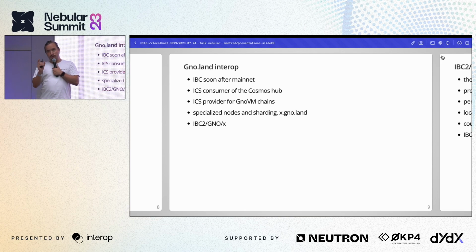We will have specialized nodes, such as high storage, high computing, etc. And we will have sharding just to keep the blockchain small while having virtually infinite capacity. We plan to improve IBC for all the things we are doing. So right now we are working on IBC2, IBC Gno, IBCX. We don't have the name.